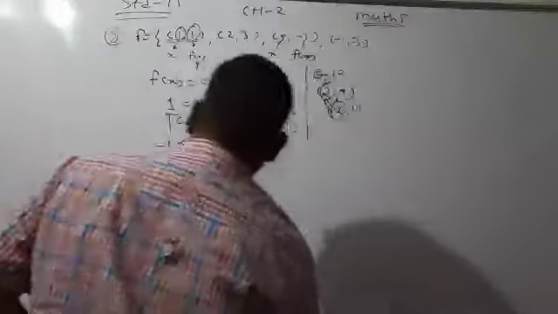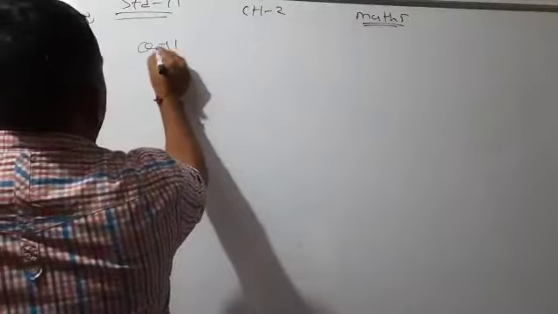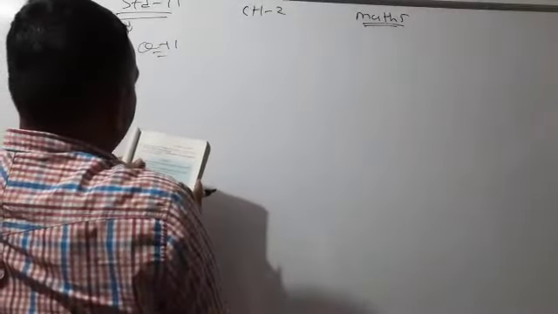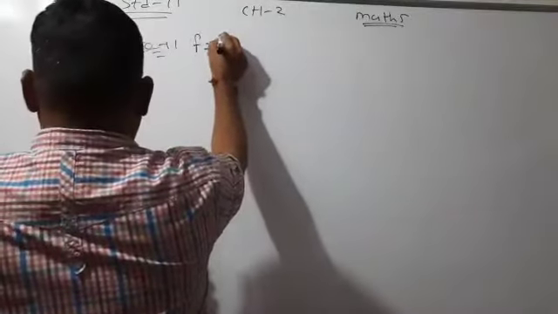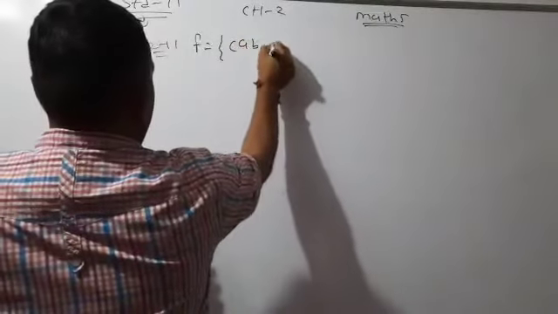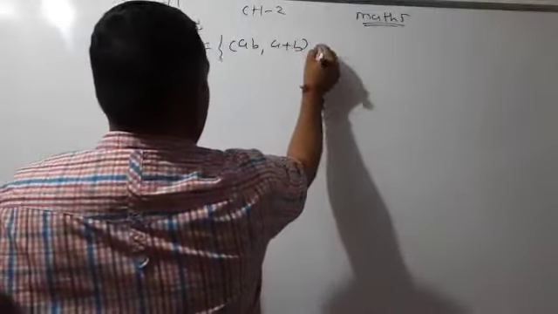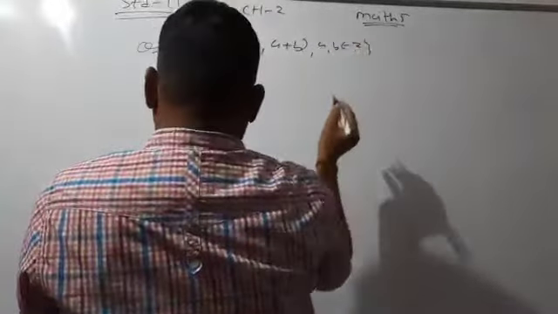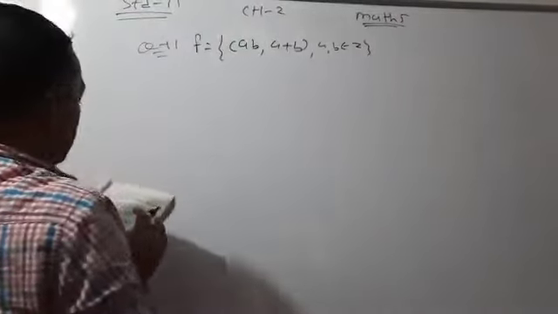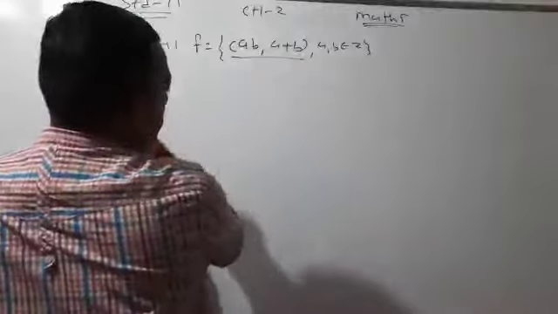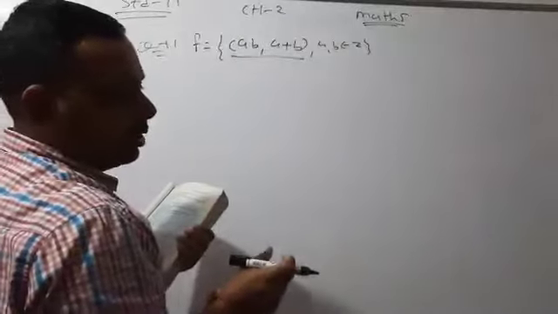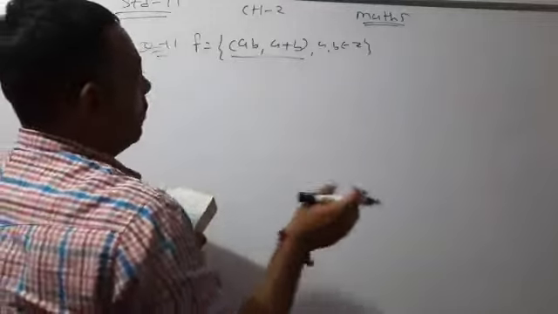Now question number 11. See in question 11, f is a subset of Z cross Z defined by f is equal to (ab, a plus b), where a, b belong to Z. Is f a function from Z to Z? Now we have to decide whether this is a function or not. As we know, if the uniqueness is maintained, then it is a function, otherwise it is not a function.